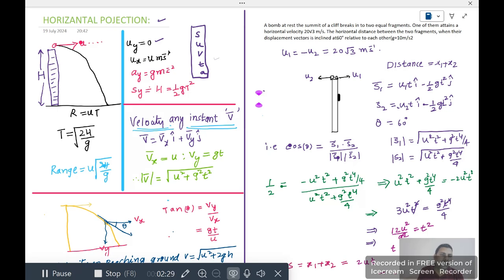Now V bar, the velocity at any instant, can be written as Vx i cap plus Vy j cap. Vx, the velocity along horizontal, is equal to only Ux, since Ax into t is 0. Vy is equal to g into t because Uy is equal to 0. So the magnitude of velocity V is root over Vx square plus Vy square, that is root over U square plus g square t square.